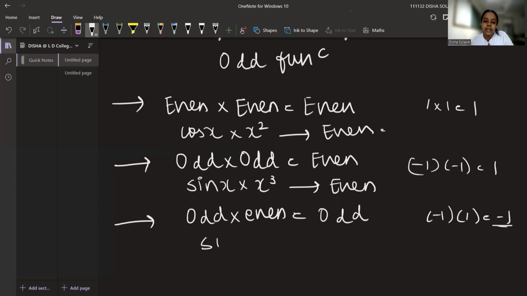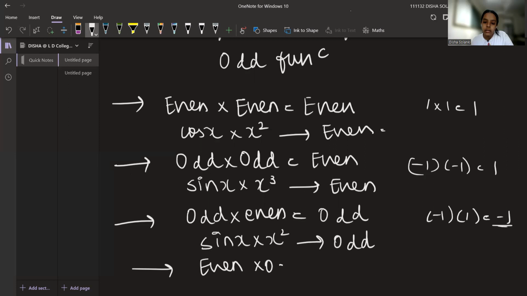So minus sin x, that is odd, and x square, that is even. So our resultant will be odd. The last, even into odd, that is odd function only, as you can realize from the third equation.